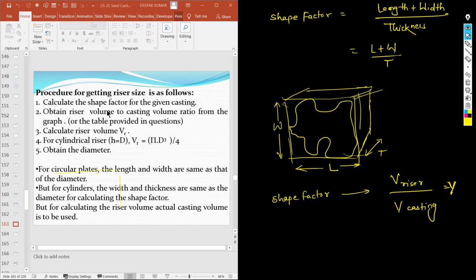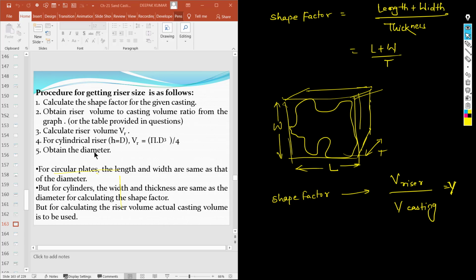So this is the procedure. First we have to calculate the shape factor. From there, from the graph given here, we will get riser volume to casting volume. In the question either a graph or a table will be provided. Then from there we will calculate the volume of the riser, and if there is any relation between H and D, then we can easily calculate the diameter of the riser.